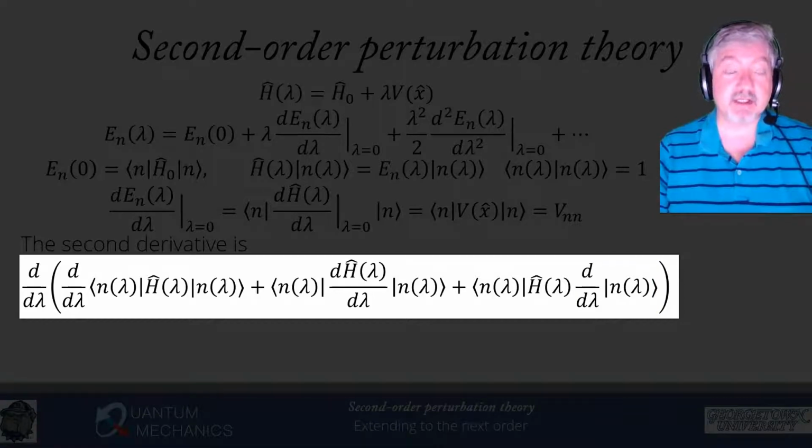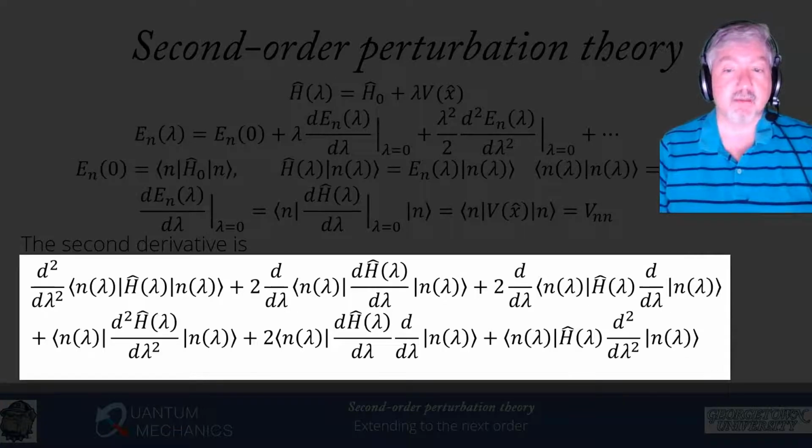You see, I'll get a second derivative of the bra. I'll have a term that has a first derivative of the bra with a derivative of H. I'll have terms that have a derivative of the bra and a derivative of the ket. I'll have second derivatives of H, and so forth. There's a lot of different terms there. But here's what they are. I've grouped them all together. So I have a second derivative of the bra.